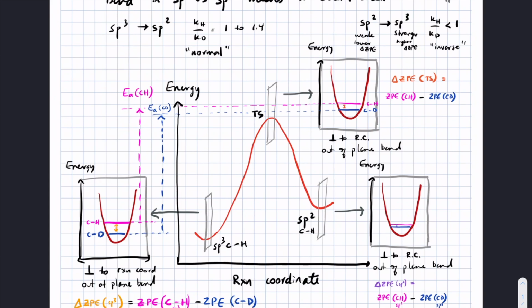And that would result in an inverse kinetic isotope effect where the ratio of rate constants for hydrogen versus deuterium is less than 1. All right. When might that be useful? Well, you can use this understanding and use secondary kinetic isotope effects to rule out potential alternative reaction mechanisms that you're studying.